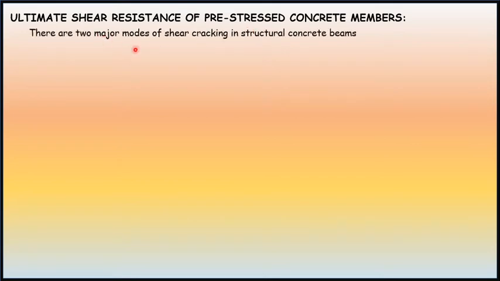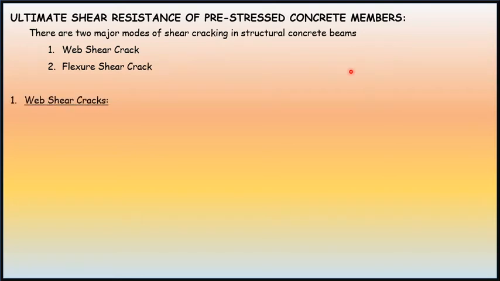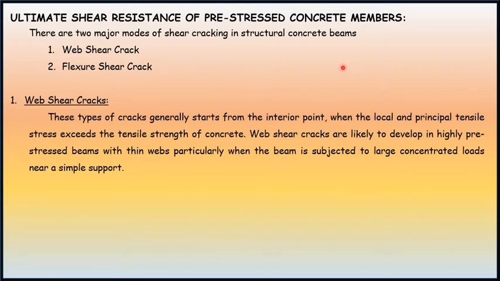There are two major modes of shear cracking in structural concrete beams. First, web shear crack. Second is flexure shear crack. So let's see what is web shear cracks. These types of cracks generally start from the interior point when the local principal tensile stress exceeds the tensile strength of concrete. Web shear cracks are likely to develop in highly prestressed beams with thin webs, particularly when the beam is subjected to large concentrated loads near a simple support.